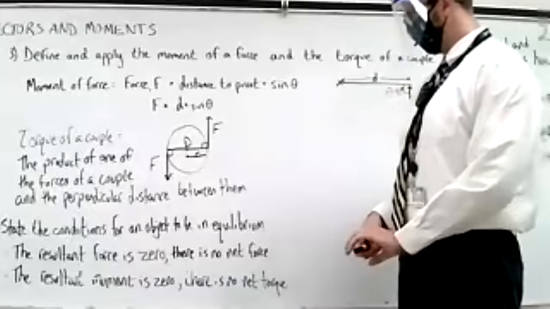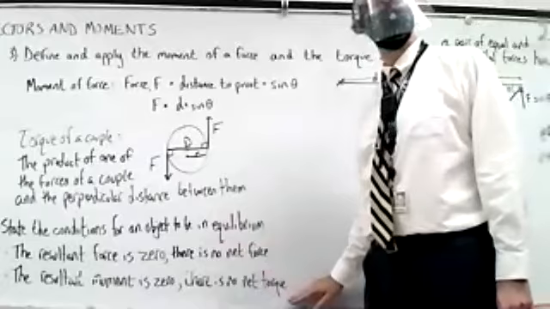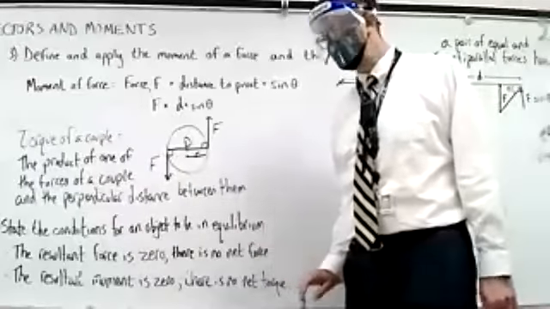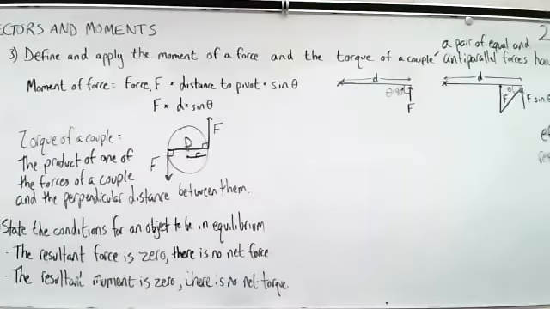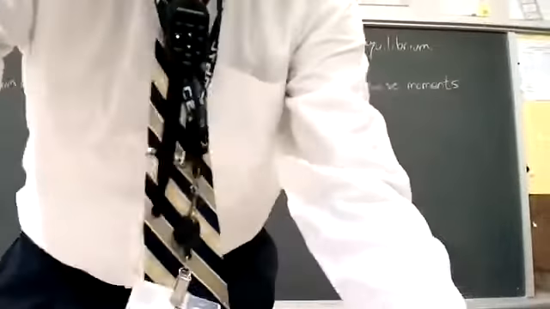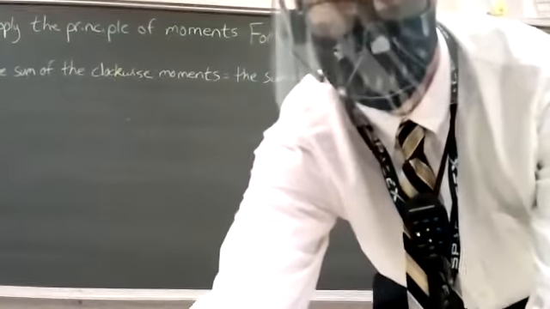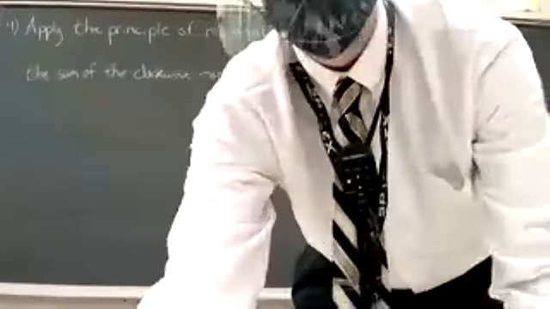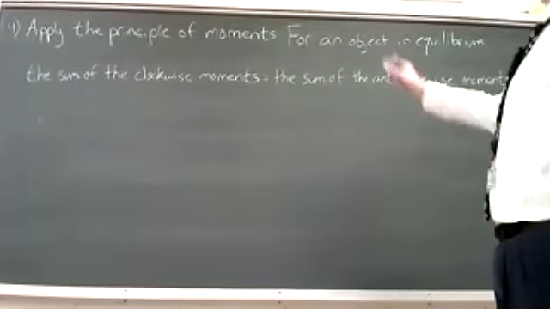So the easy way to think about it is no net force, no net torque. What are the conditions for an object in equilibrium? No net force, no net torque. More formally stated, the resultant force is 0, the resultant moment is 0. Right, and then finally we've got to apply the principle of moments for an object in equilibrium. Apply the principle of moments.